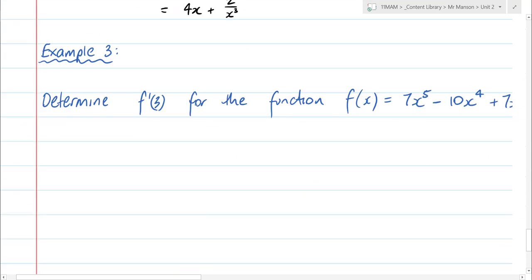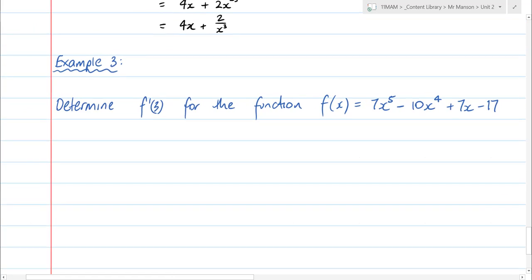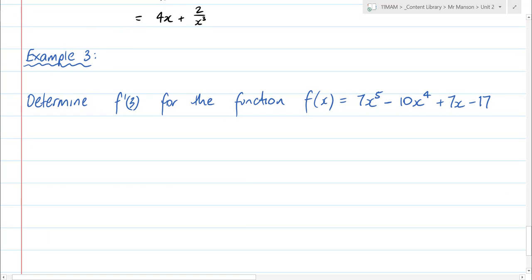Example 3 is basically the same, just with a little bit of an extension thing that you need to be aware of. The question's asking me to find f dash of 3, which verbally is, I want you to find the gradient at x equals 3. Because remember, f dash is our gradient function. So the first thing we're going to do is find f dash of x.